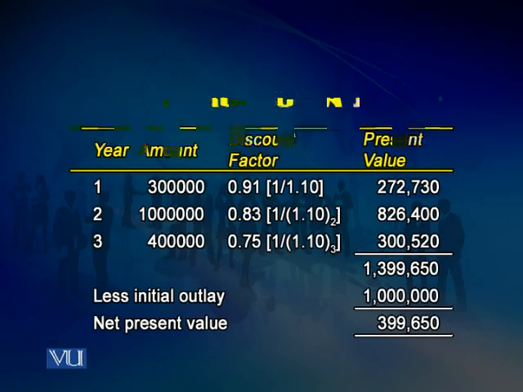399,650. So here we have used the net present value technique to compare project A and project B. A had a different cash flow each year for the 3 years, and B had the same cash flow for 3 years. And we used the discounted cash flow technique to arrive at the present value, and then deducting that from the initial investment, it gave us the net present value.